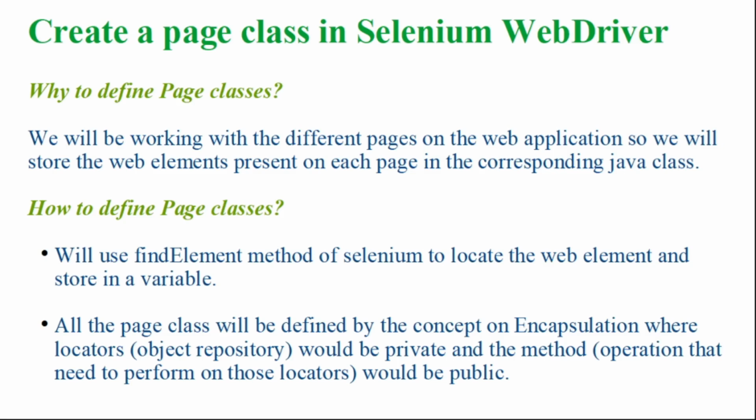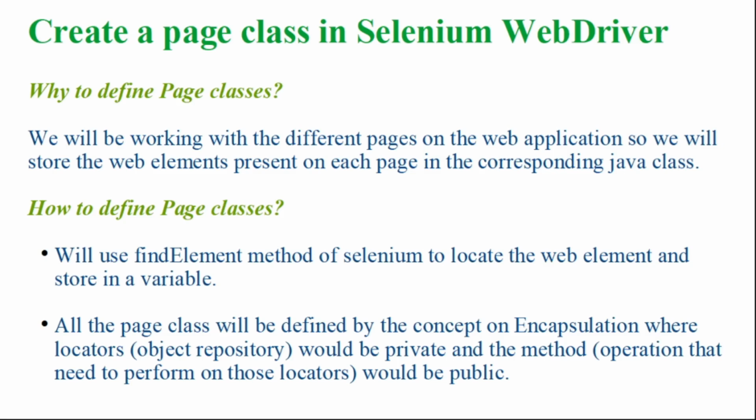So we will create the locator of that web element, the search web element, and the method. So how can we define the locator and the method? There are two things we define in the page class. First is the locator, which means how you locate that element. You define a locator and keep that locator in a variable. Now that variable should be private, and the method which you create to perform an operation on that locator or web element should be public.